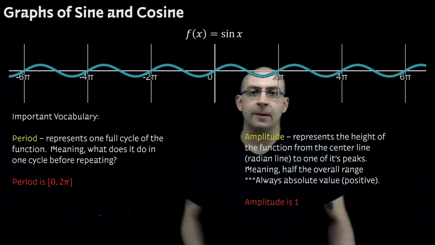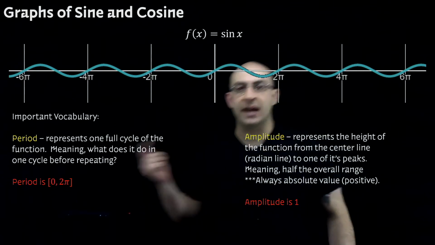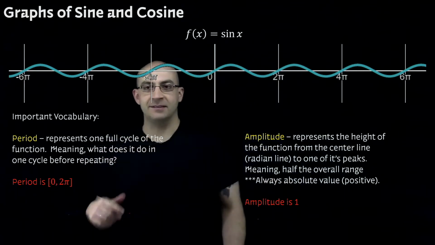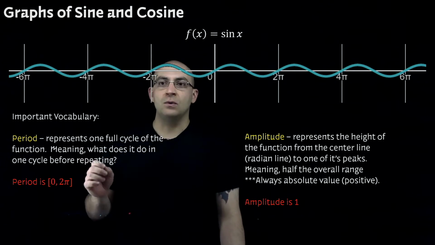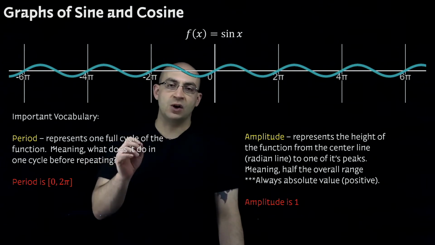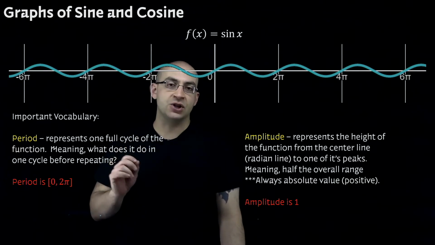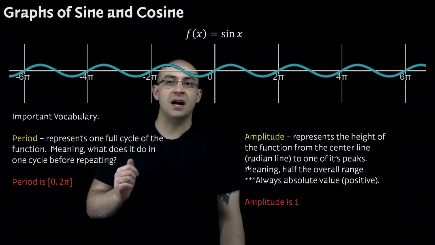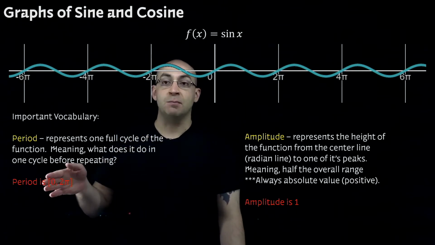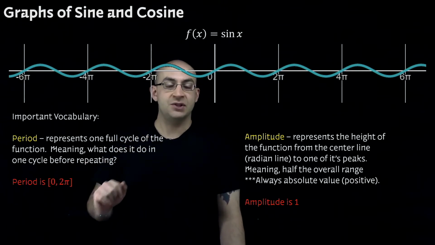I had mentioned that before. That represents one full cycle of the function. I'm going to go over here because the camera's in the way. Now, it means that we're going to go one full cycle before it starts to repeat itself. And a period is a major vocab word and a major indicator of its characteristics. For the sine function, the period is bracket 0 to bracket 2 pi.